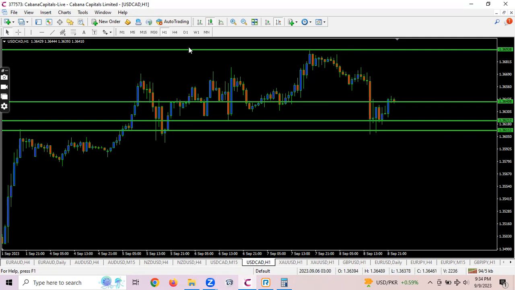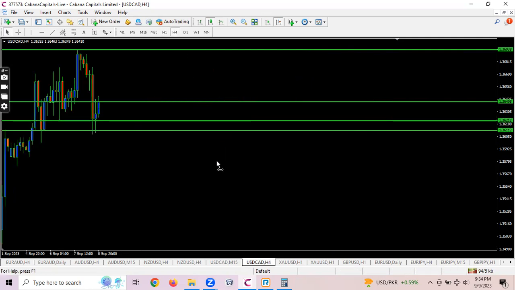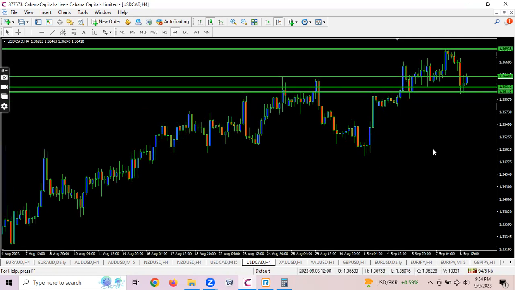Okay, so that's my take on USD CAD. We should consider selling below this zone. Okay, and if you are considering buying, you should wait for this resistance to be broken. This resistance must be broken before you consider buying USD CAD.